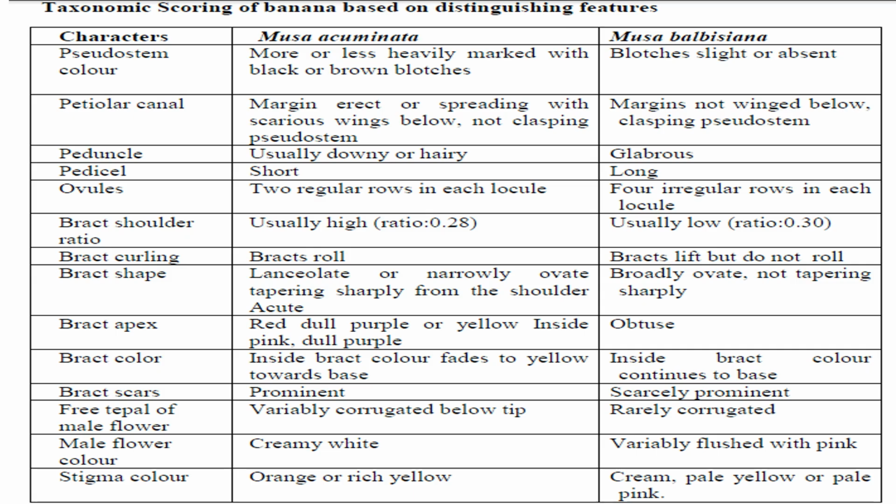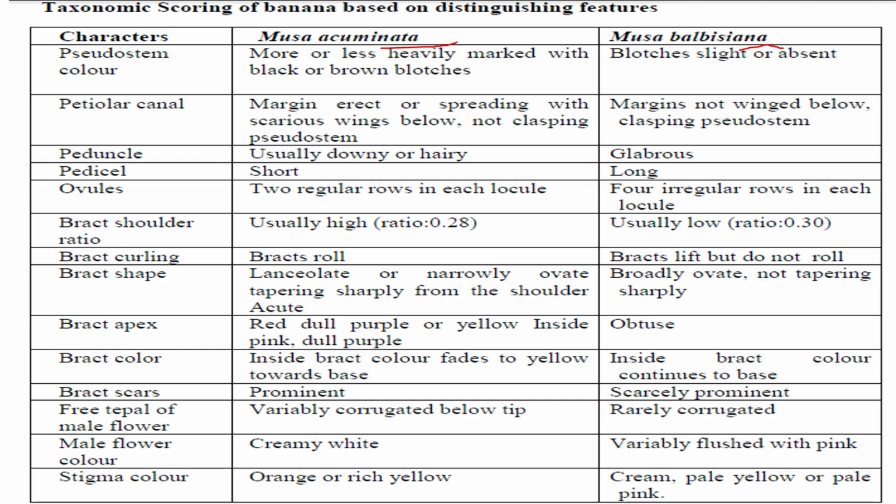Here the characters are given in the first column, then first Musa acuminata and then Musa balbisiana. These are the characters: pseudostem color, petiolar canal, peduncle, pedicel, ovules, bract shoulder ratio, bract curling, bract shape, bract apex, bract color, bract scars, free tepal of male flower color, and stigma color.